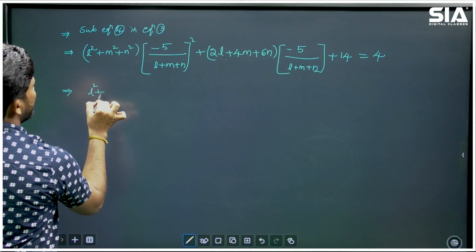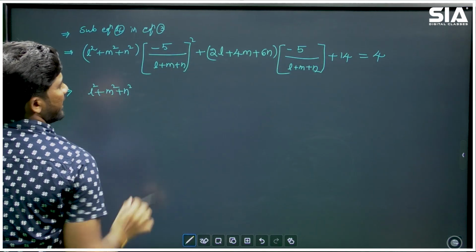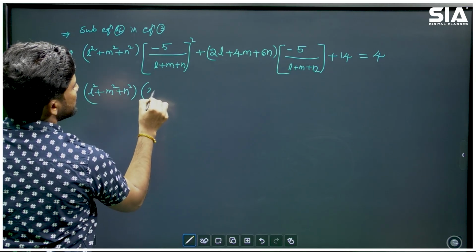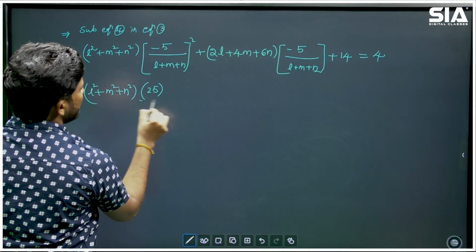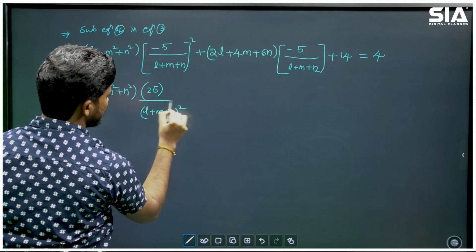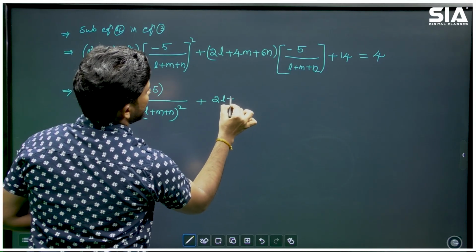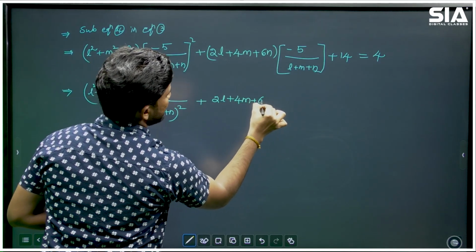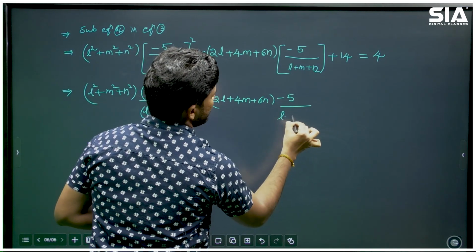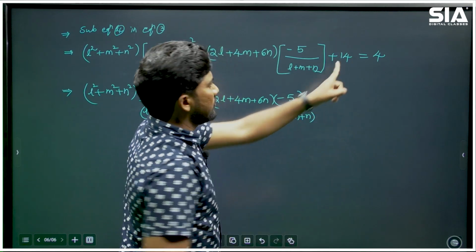L square plus M square plus N square. Apply the square for the numerator and denominator: 5 square minus 5 whole square means 25 by L plus M plus N whole square. If you separate the square value, here 2L plus 4M plus 6N I am writing as it is, and here minus 5 by L plus M plus N. Okay. So see, 14 is there.